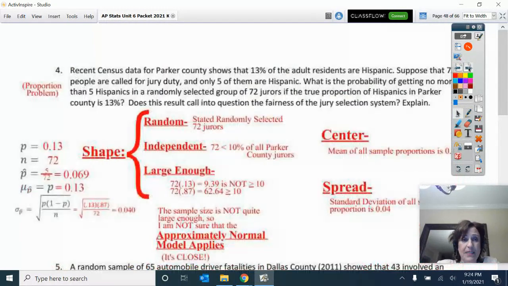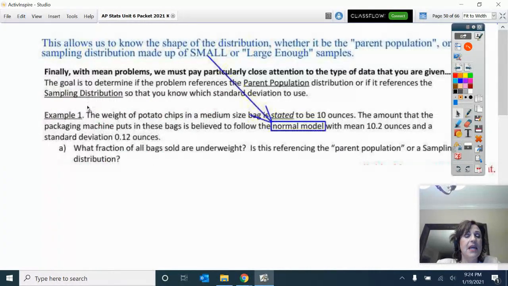So, here we go. This first problem says that the weight of potato chips in a medium-sized bag is stated to be 10 ounces. So you have a bag, it says that it's 10 ounces. So the amount that the packaging machine puts into these bags is believed to follow the normal model with a mean of 10.2 and a standard deviation of 0.12. So paying attention to the fact that they say the population is a normal model is a big deal. Let me tell you why.